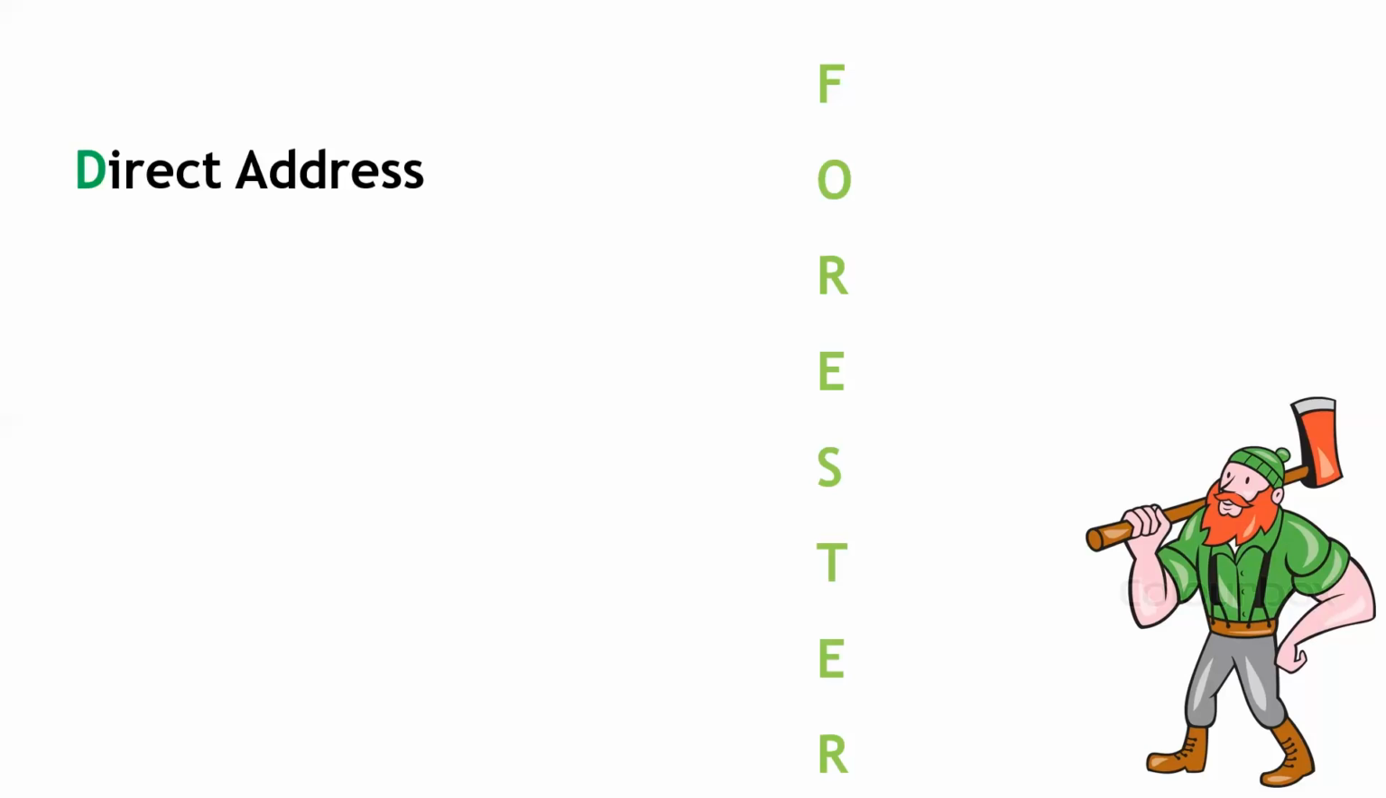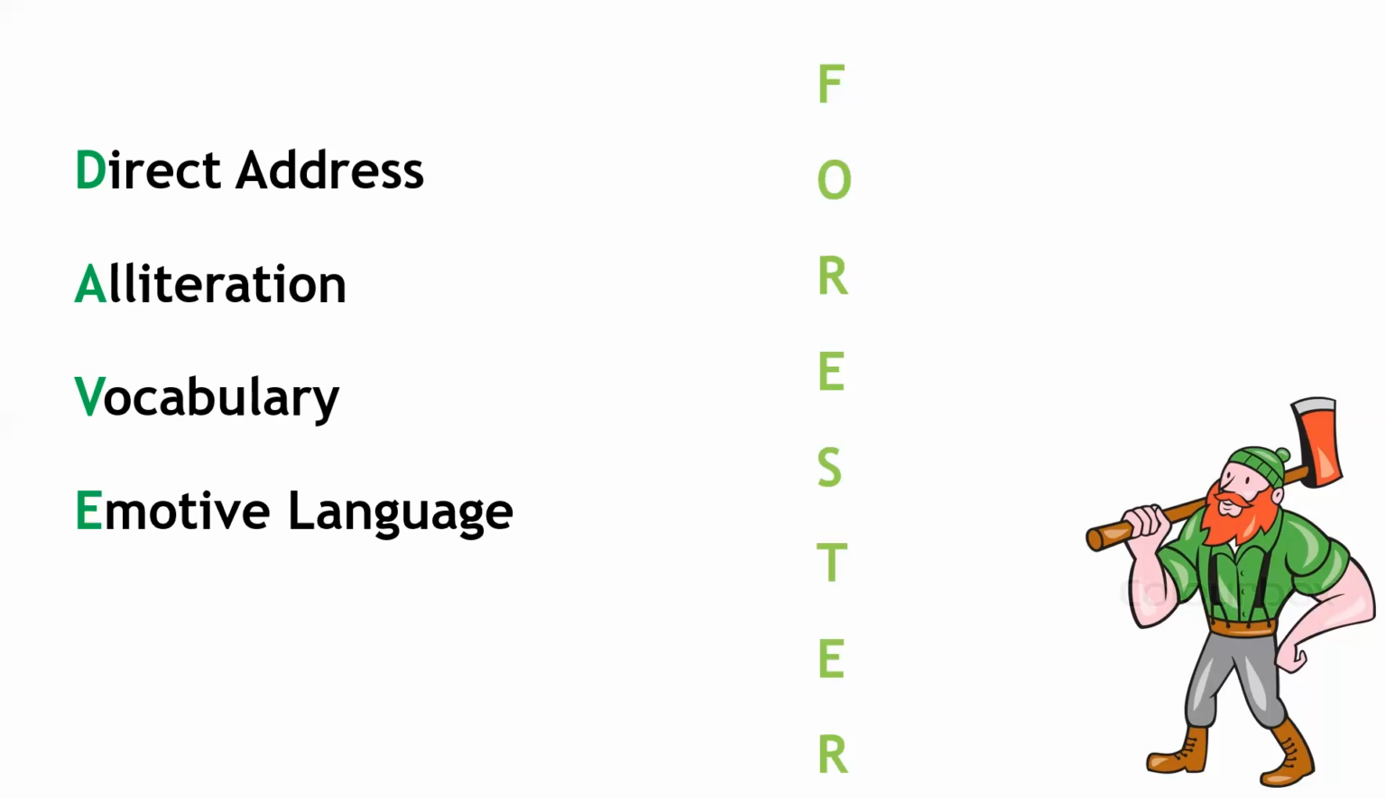Okay, alliteration obviously does what it says on the tin. We speak about alliteration a lot in our writing, just using the same letter for multiple words. Vocabulary clearly is just something that we need to be aware of with whatever writing we use. And then emotive language, trying to use particular language, vocabulary choices to create an emotion in the audience.